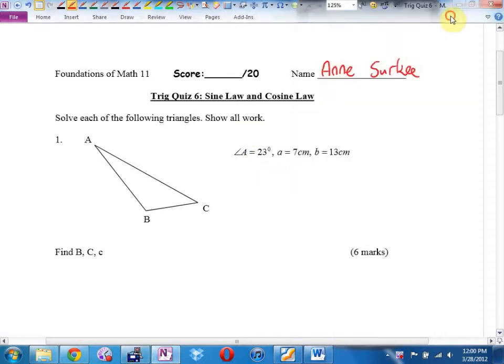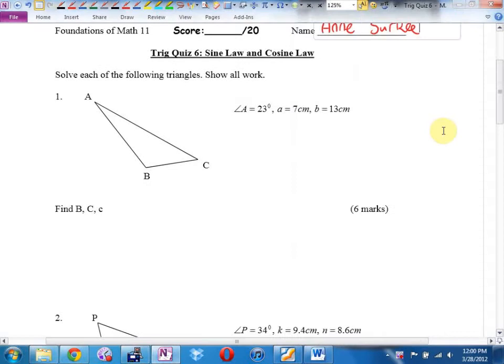All right, it says find big B. You know what? Let's label. It says angle A is 23 degrees, so that means that's 23 degrees right there. Little a is 7. Little b is 13, and it says find big B. I do have a pair right there, so I can use the sine law. Sine of big A over little a equals sine of big B over little b.